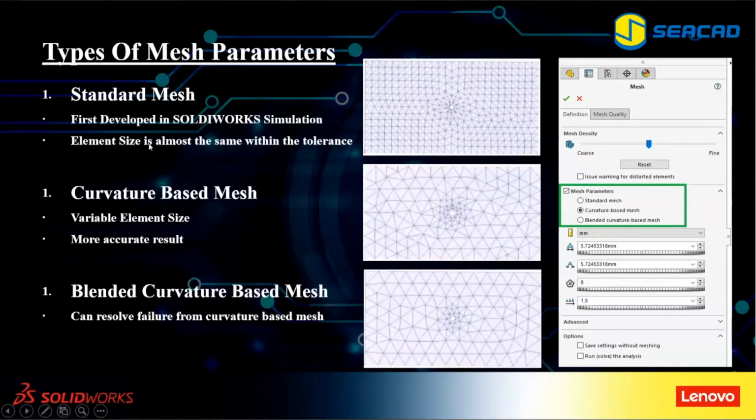Okay, for the standard mesh, the element size, you can see in this image, is almost the same within the tolerance. You can define an element size for the triangle here, and then you can also give a tolerance to the size of the element. So the element size is almost the same within the tolerance. This is a constant size.